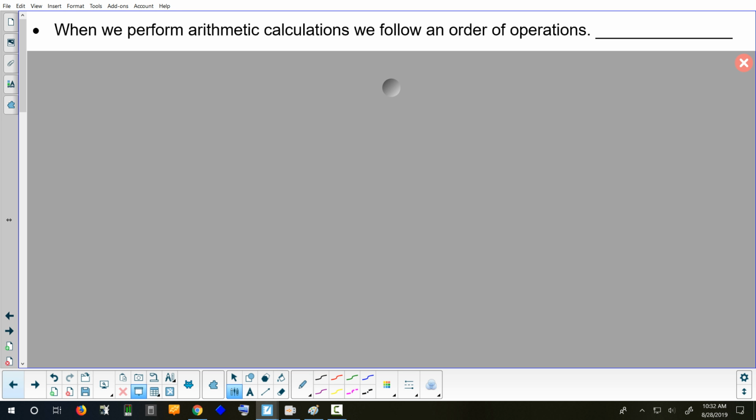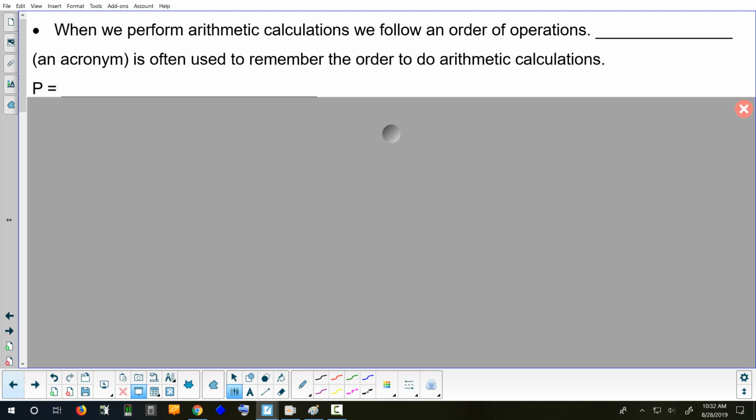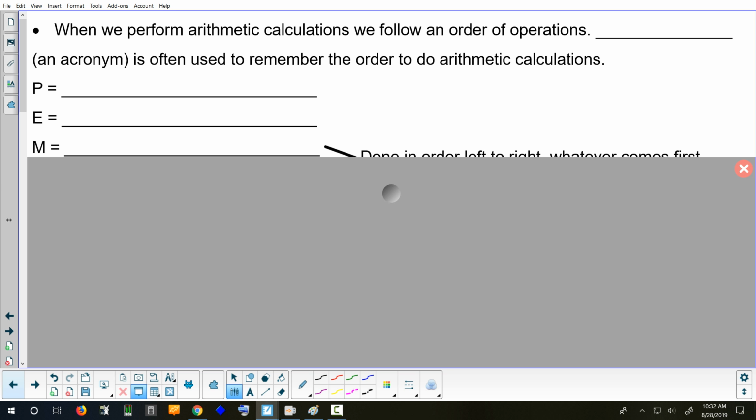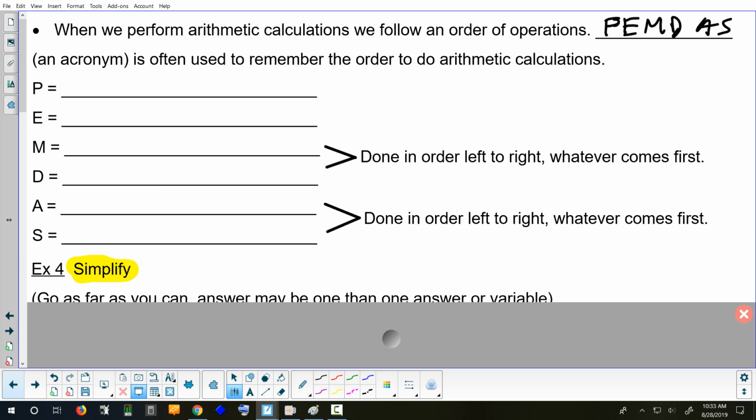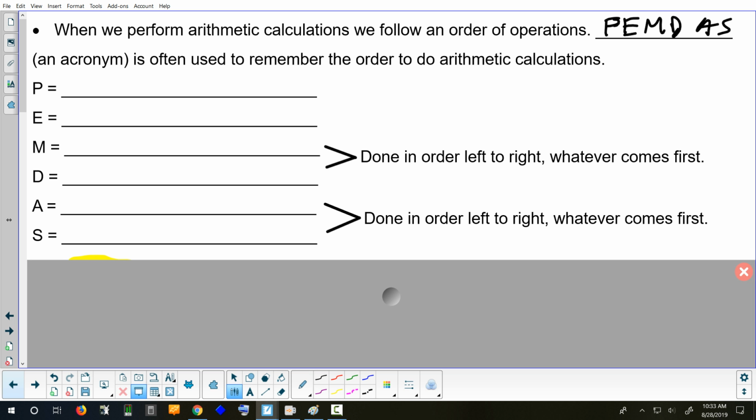Does anybody know the name that we're looking for to follow? I may have said it earlier. Order of operations? PEMDAS. Yep. So when we perform arithmetic calculations, we follow an order of operations. PEMDAS is a word or an acronym that we can use to remember what order to do things in. Most of this, you already have all the blanks here. You just have to write PEMDAS going down the left.